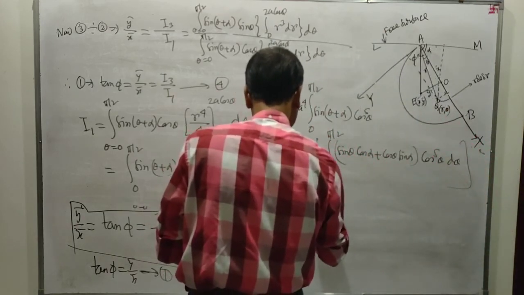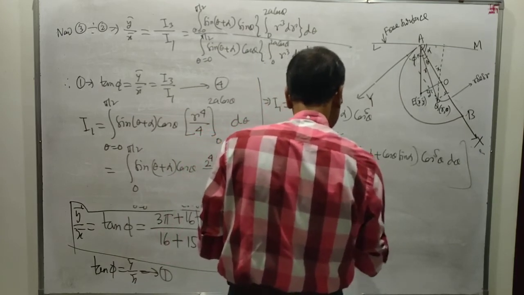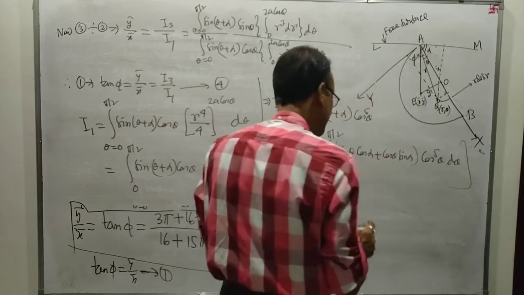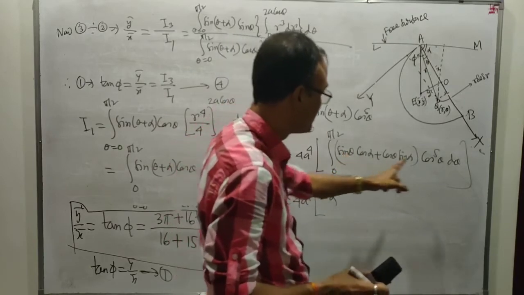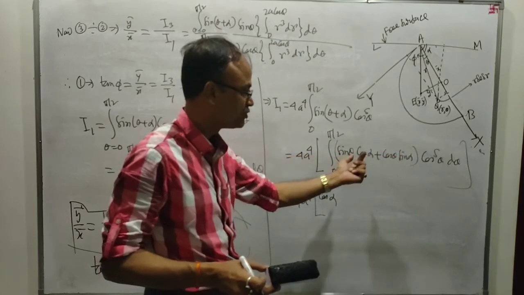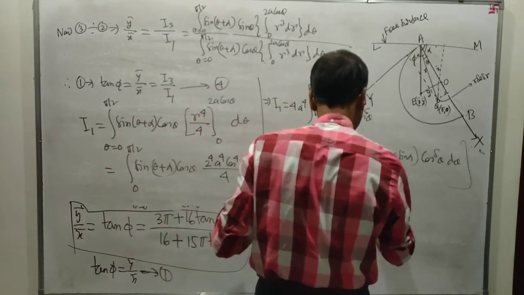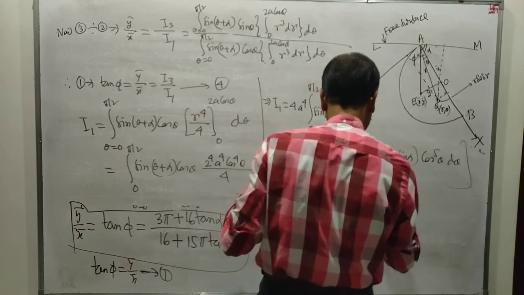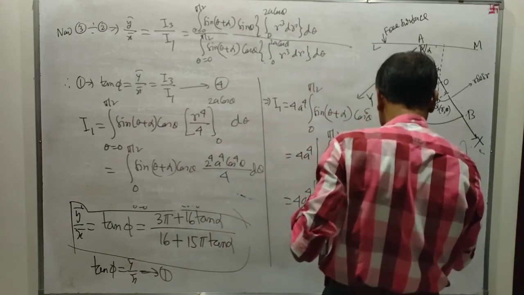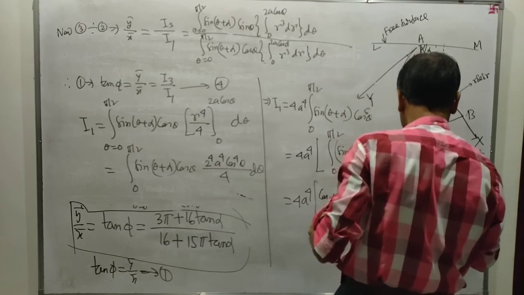This is equal to 4 a to the power 4, it is cos alpha, cos to the power 5 theta into sin theta. If you put cos theta equal to z, then it will be dz, minus cos to the power 6 theta divided by 6, 0 to pi by 2, plus sin alpha, 0 to pi by 2 cos to the power 6 theta d theta.